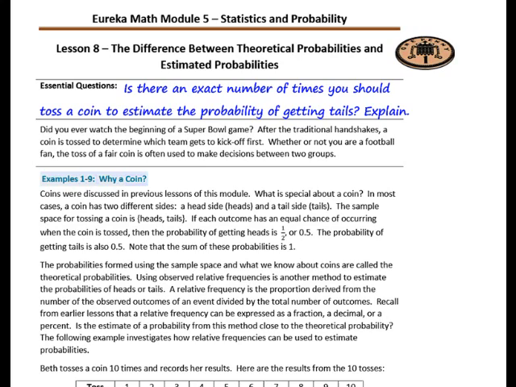Pause the video and copy the essential question for this lesson. Is there an exact number of times you should toss a coin to estimate the probability of getting tails? Explain.